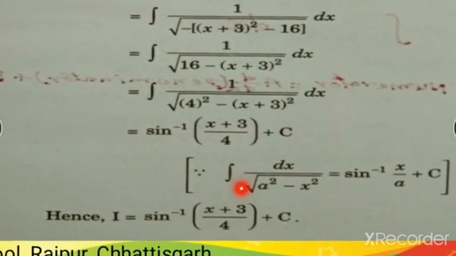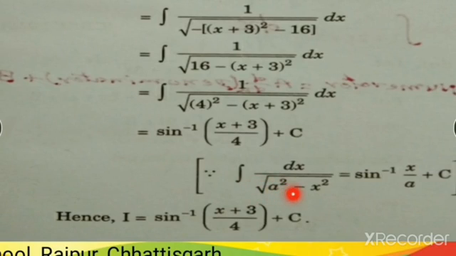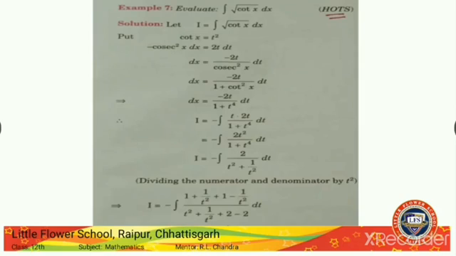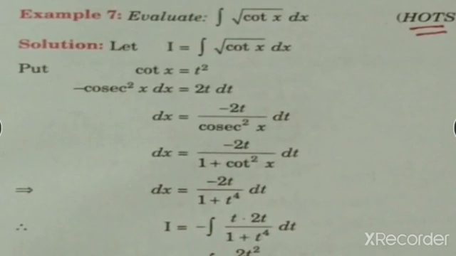Integration dx upon root a square minus x square is equal to sine inverse x upon a. Here x means x plus 3, a means 4, plus c. Hence our required integration is I is equal to sine inverse (x plus 3) upon 4 plus arbitrary constant. Evaluate integration root cot x. See how to find out the value of integration root cot x.